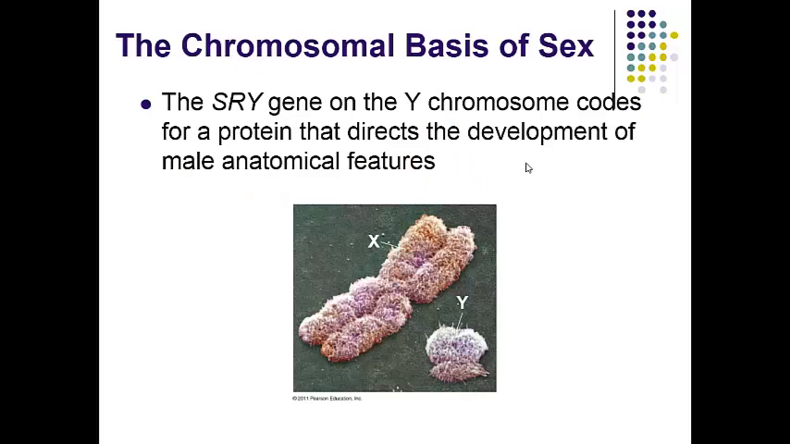So what's on that Y chromosome? The Y chromosome is very small, it's very reduced, it has just a few genes. One important gene is called the SRY gene, and the SRY gene is what makes a male a male. It directs the development of male anatomical features. So the X chromosome has many important genes. The Y chromosome does not. It basically just codes for maleness.